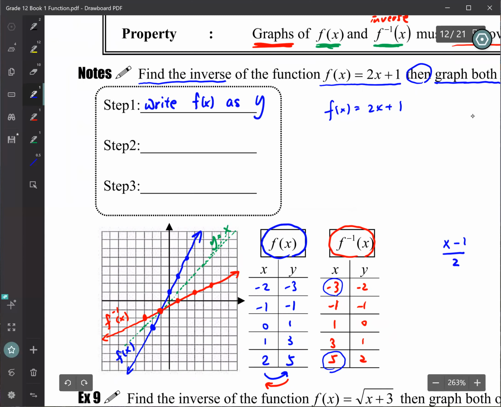Okay, what that means is right now the function, the question they give you, doesn't have y, right? So I will replace the f of x with y. So write y equal 2x plus 1. So this is step 1.